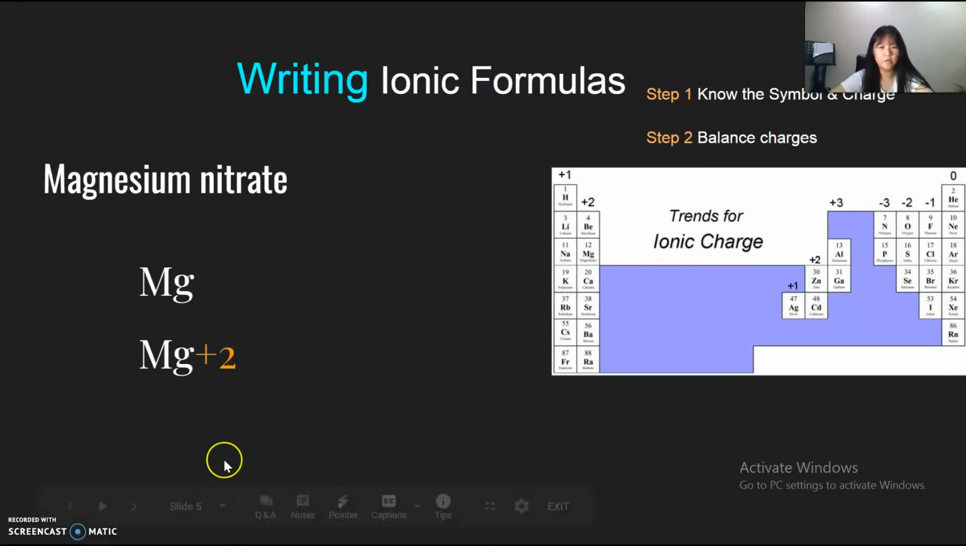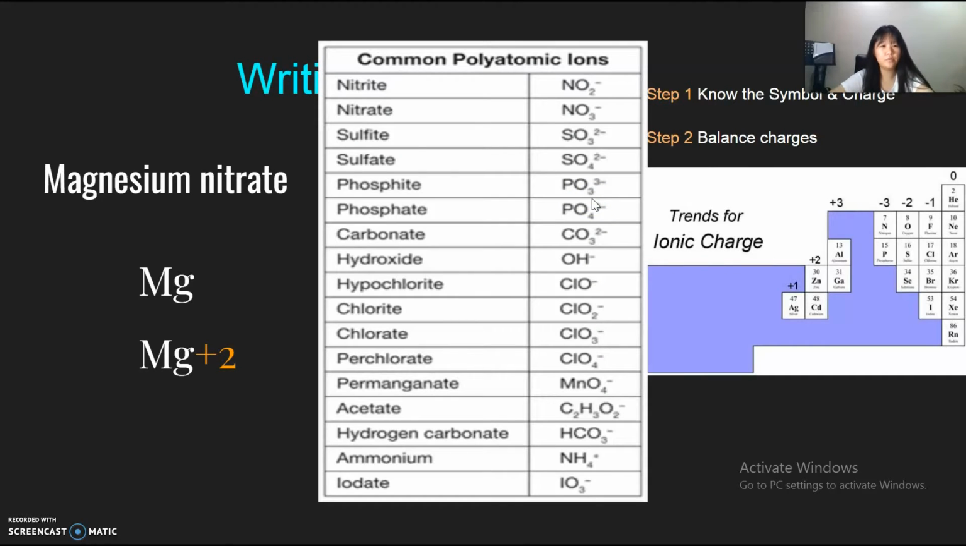On the periodic table, we can see the symbol of magnesium is Mg, which has a positive 2 charge. And for nitrate, we will want the polyatomic ion chart to determine it very clearly and easily. Nitrate is NO3 with a negative charge.